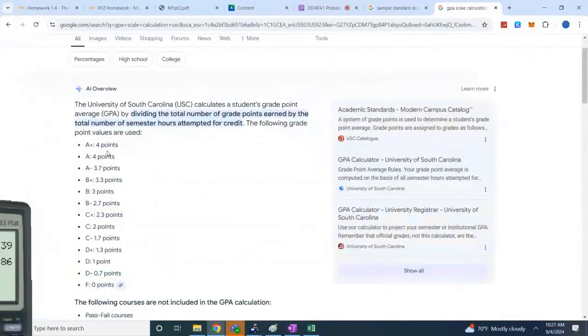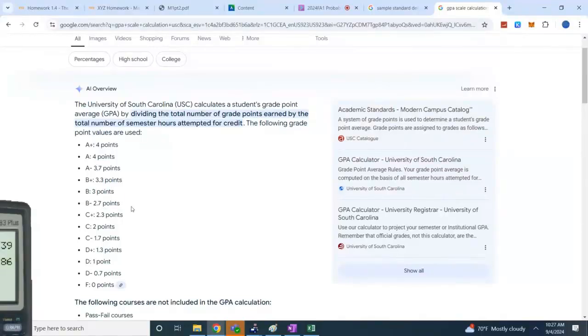Okay, here's one. A is 4, A plus is 4, A is 4, A minus is 3.7. You see how your GPA could be a whole lot higher, whereas our scale is just 4, 3, 2, 1, 0. They have 3.7, 3.3, 2.7.